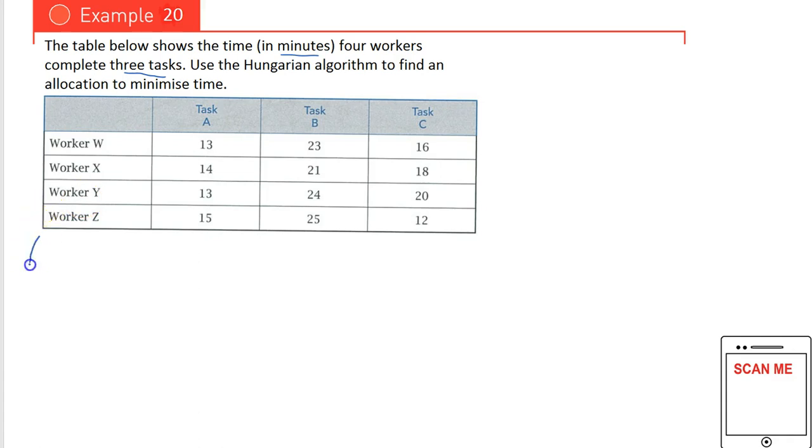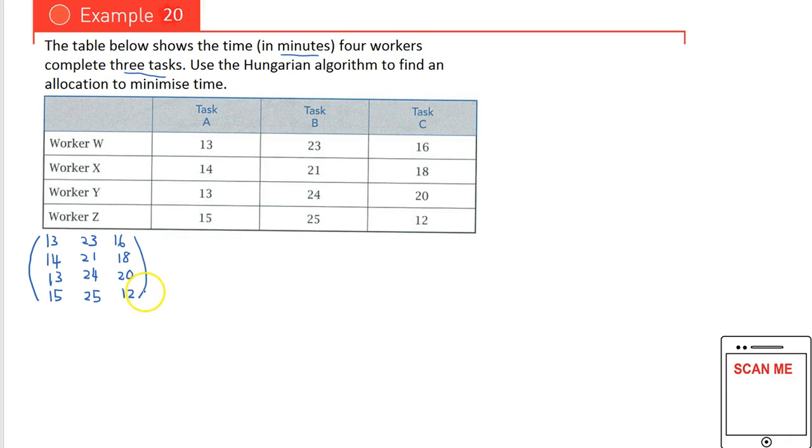Okay, so without delay, first always change to a matrix form. So 13, 14, 13, 15, 23, 21, 24, 25, 16, 18, 20, and 12.